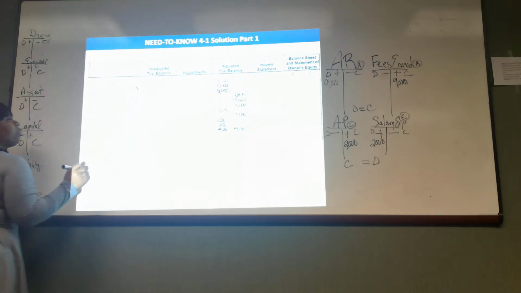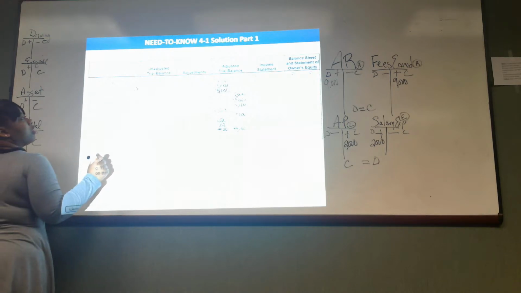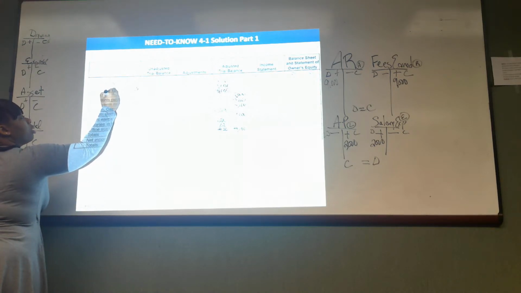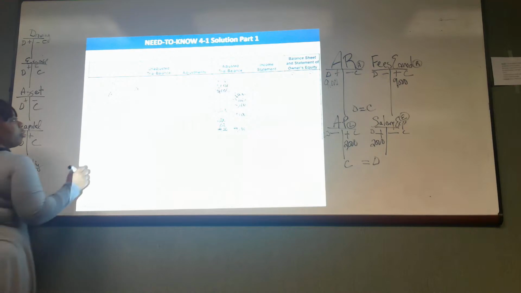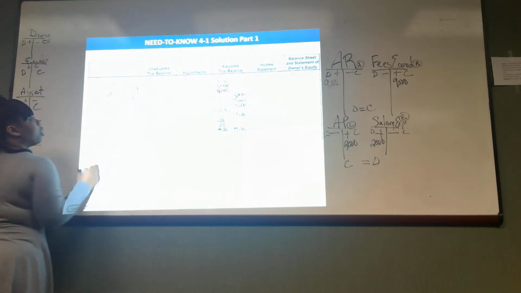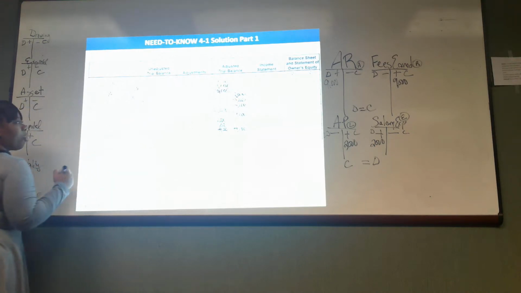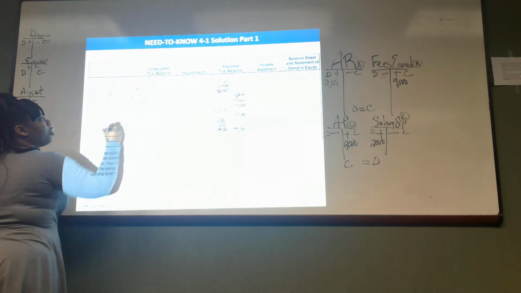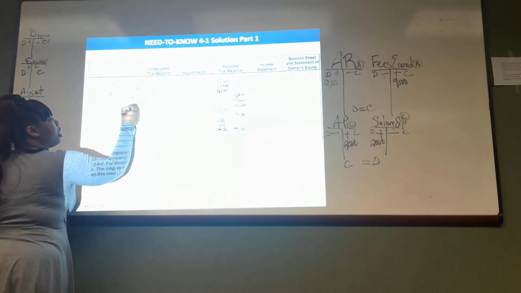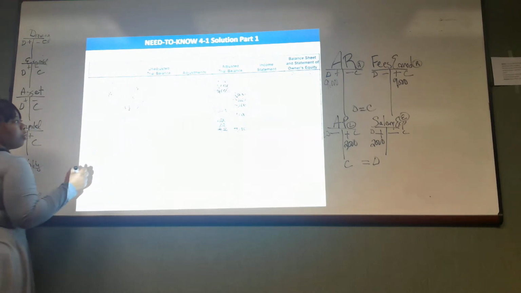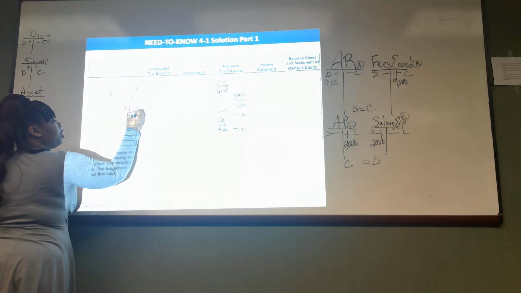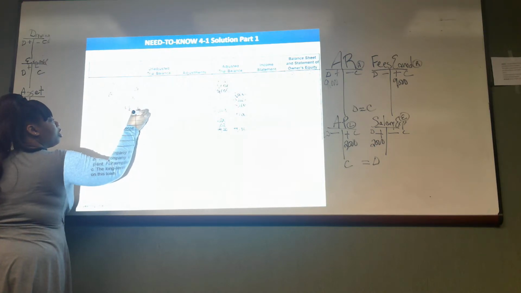Balance sheet, income statement, or statement of owner's equity? Balance sheet. Accounts payable, yep, balance sheet. Long-term notes payable, yep, balance sheet. Magic capital, yes, on the balance sheet, so it's on the balance sheet and owner's equity. And Magic withdrawals, on the balance sheet and owner's equity.